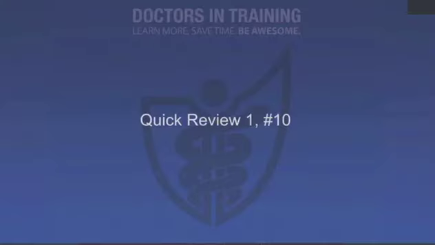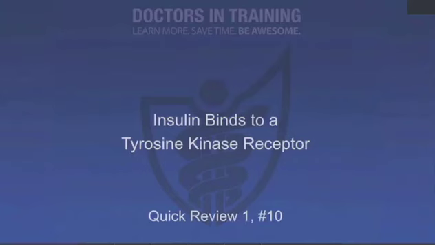And the last question, what type of receptor does insulin bind to in order to exert its effects? Insulin binds to a tyrosine kinase receptor. That's its messaging pathway. It uses tyrosine kinase. All right, so that's it for now.